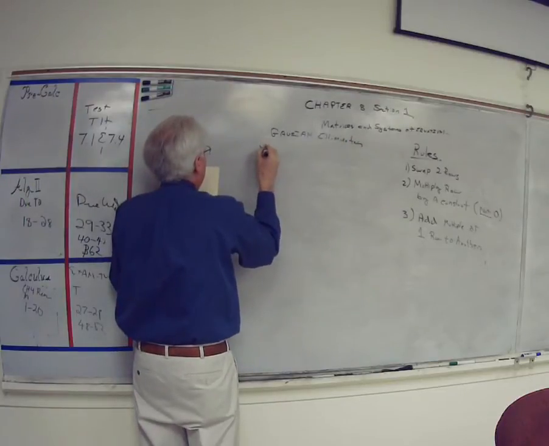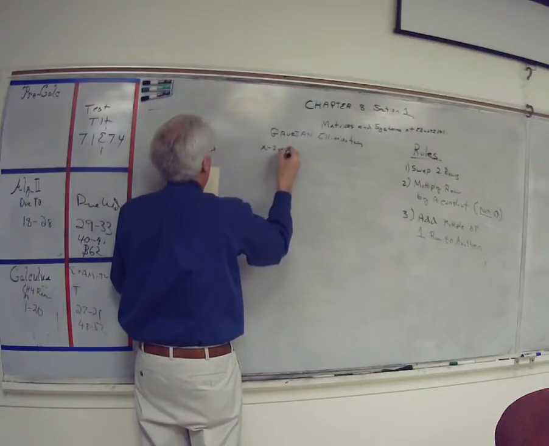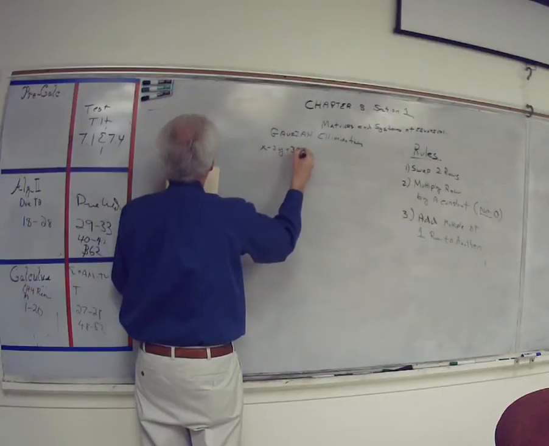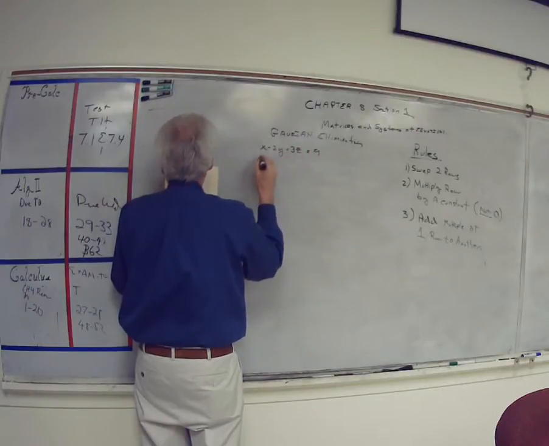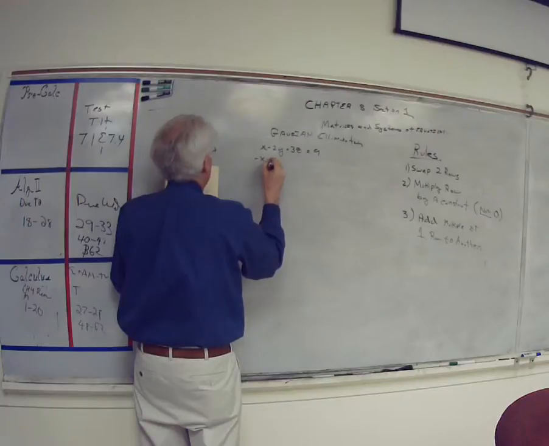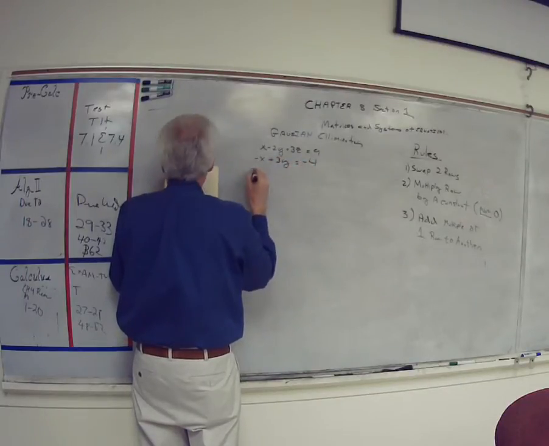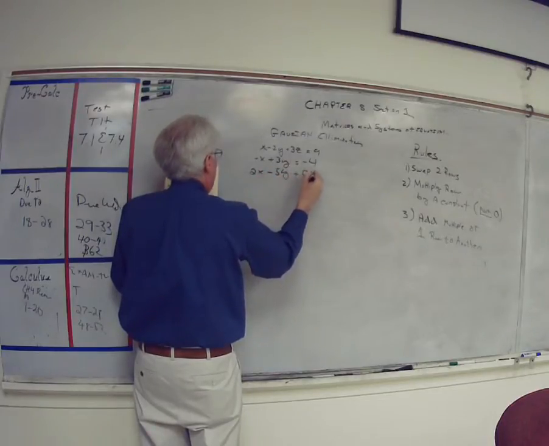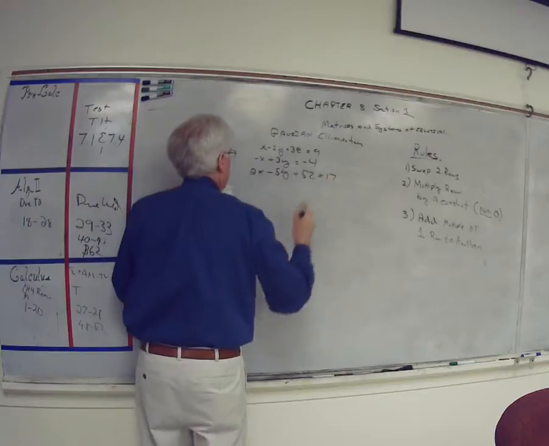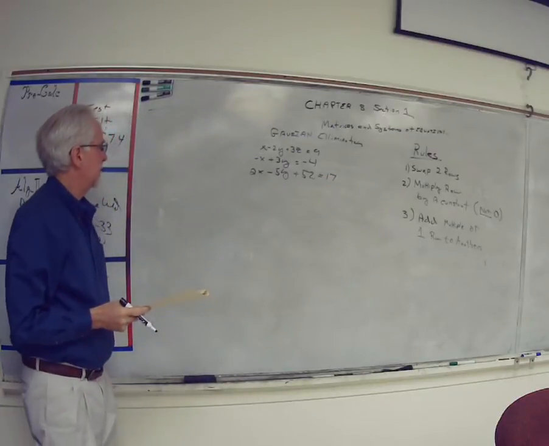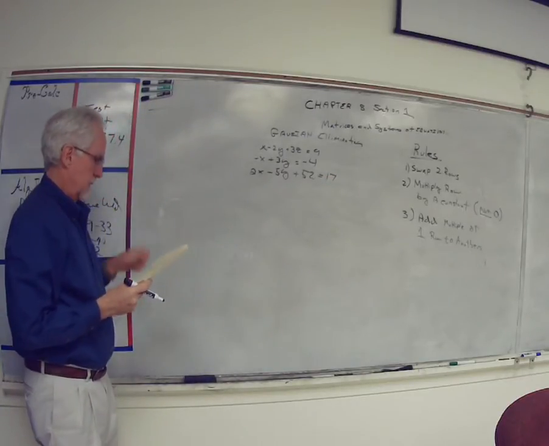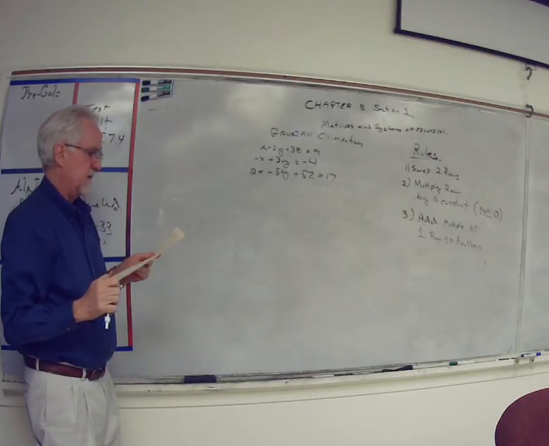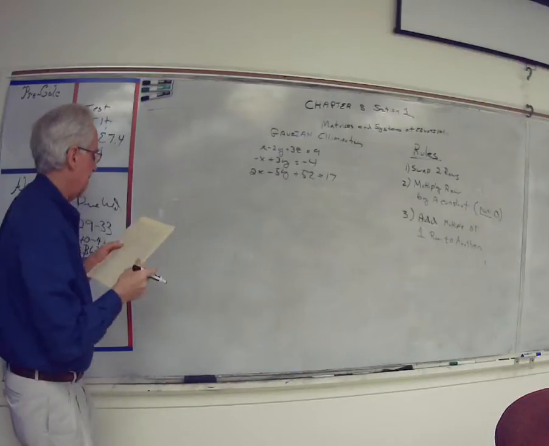Okay, I have x minus 2y plus 3z equals 9. I have minus x plus 3y equals minus 4. I have 2x minus 5y plus 5z equals 17. What's the first step? Is the top one 9? Yes. What is the first thing that I need to do? Get it in augmented form.